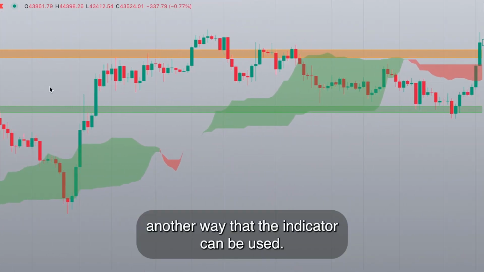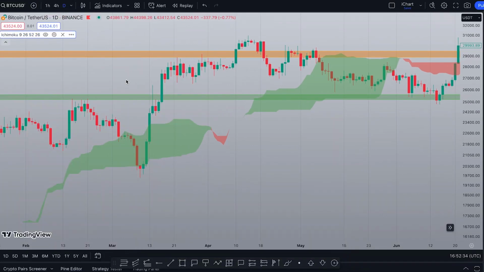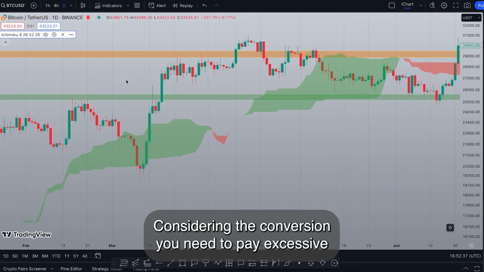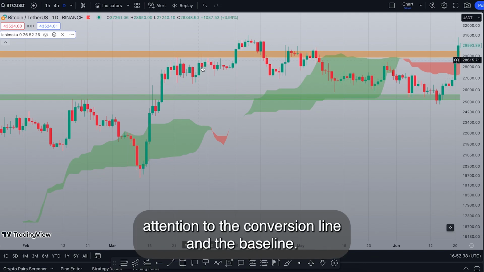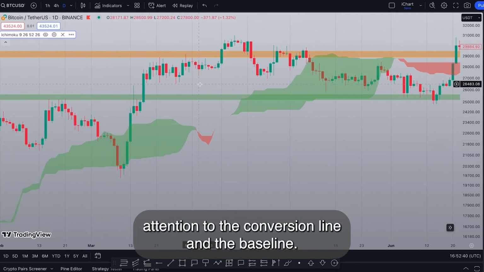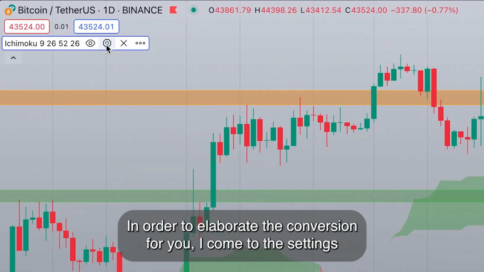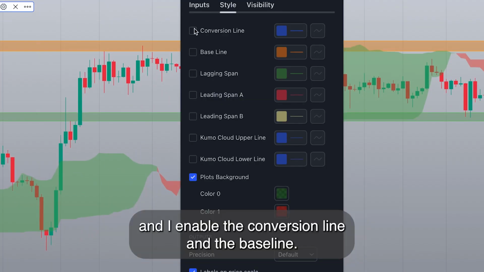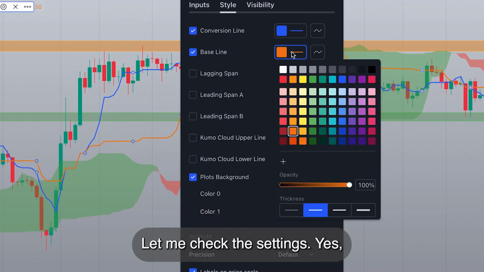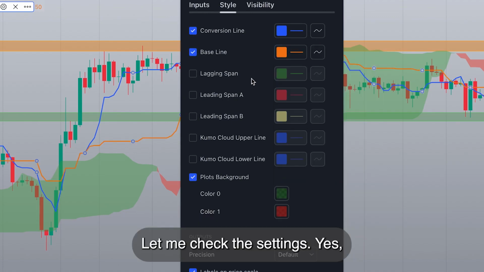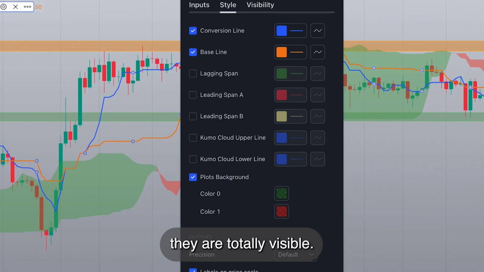Crossovers are another way that the indicator can be used. Considering the conversion, you need to pay excessive attention to the conversion line and the baseline. In order to elaborate the conversion for you, I come to the settings and I enable the conversion line and the baseline. Let me check the settings. Yes, they are totally visible.